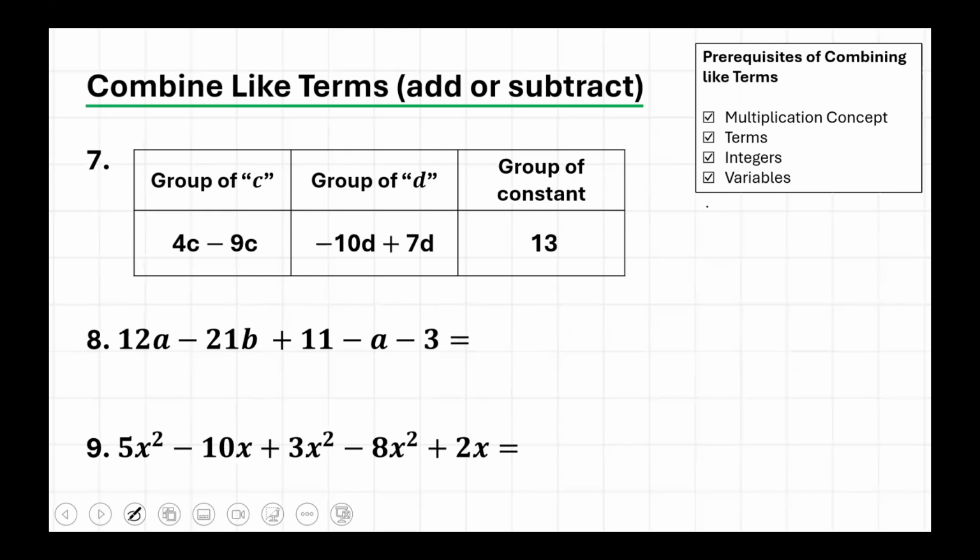And for the next part, we have 3 problems prepared for you here. In number 7, the terms are already grouped. You just need to combine and write your final answer. For numbers 8 and 9, you need to create your own table and write your final answer. You can share your answer in the comments below.